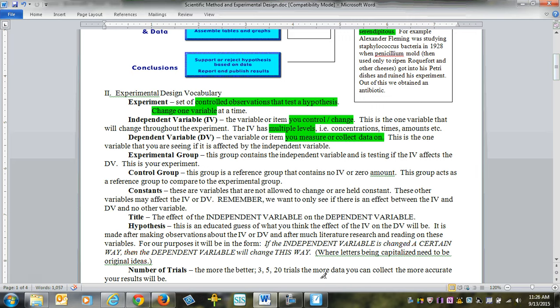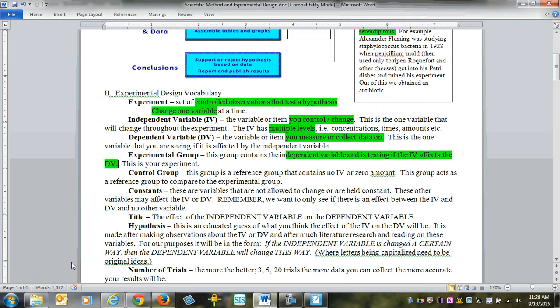Right? You are going to collect or measure the data. You're going to make observations, and this is the data you are going to collect. Okay? So you change the independent variable, and you look to see if that change drives or affects the dependent variable. There's two groups within our experiment. There's the experimental group. This one has the independent variable in it. Okay? And this is testing if the independent variable affects the dependent variable.